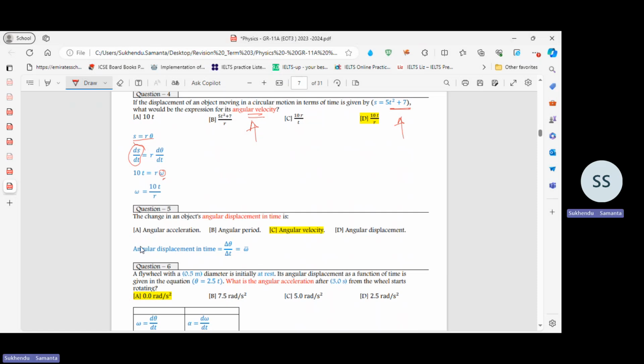How? So ds by dt. I hope you remember, multiply by the power and decrease the power by 1, and this is 0. So 10t is equal to r omega. Omega is equal to dividing this answer by r. So this is your right answer. Next question.